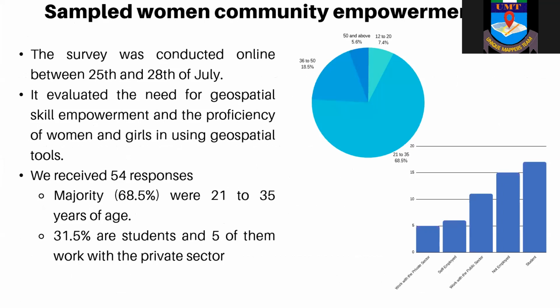Olufemi can take the next slide. Okay, here is a sampled women community empowerment profile. So here is a chart showing the survey we once took between 25th and 28th of July, evaluating the need for geospatial skill empowerment and proficiency of women and girls using geospatial tools. We received 54 responses. Majority were between 21 to 35 years of age. And we have students, we have 31.5% that are students, and 5 of them work with private sector. Next slide, please.